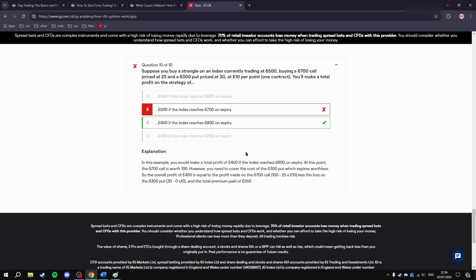At this point, the 6,700 call is worth 100. However, you need to cover the cost of the 6,300 put, which expires worthless. So the overall profit of 450 is equal to the profit made on the 6,700 call, which is 100 minus 25 times 10, which is 100 minus 250. That's the negative number again. That's why I didn't get it. Less the loss on the 6,300 puts, 30 minus 0, that's 30, and the total premium paid of 550.